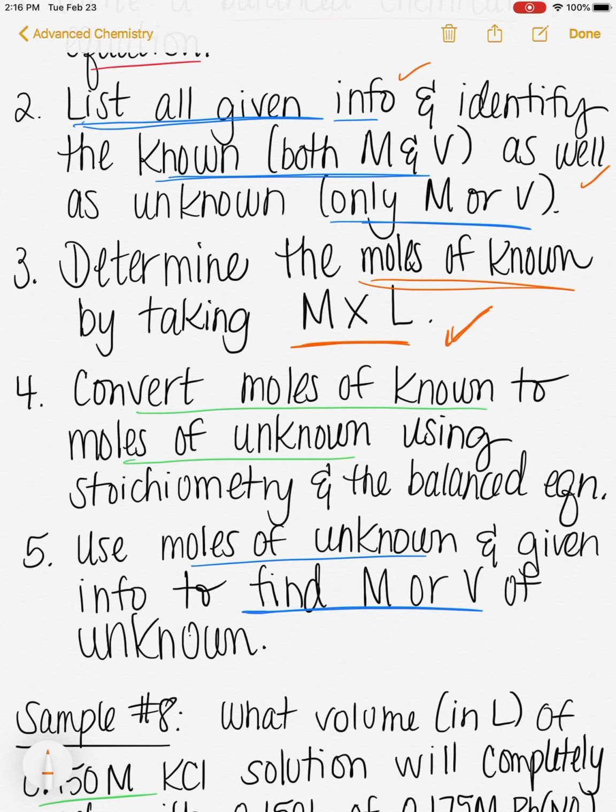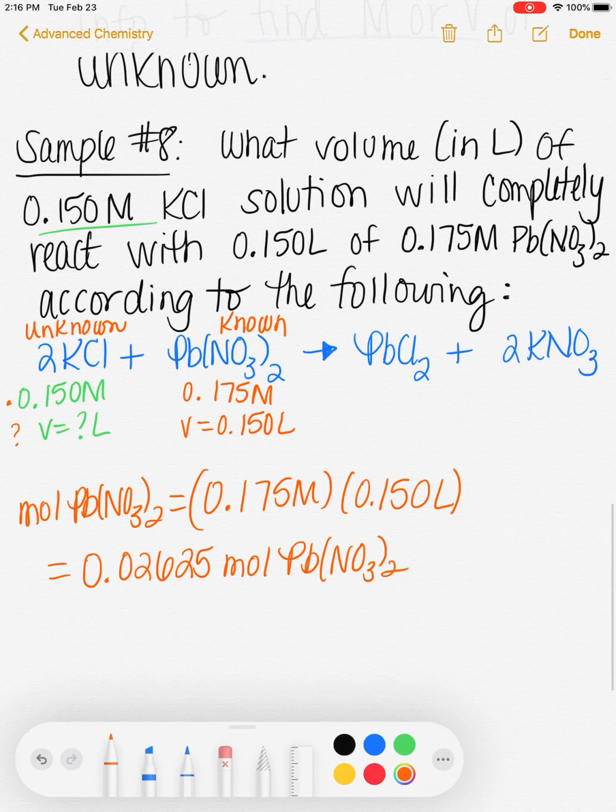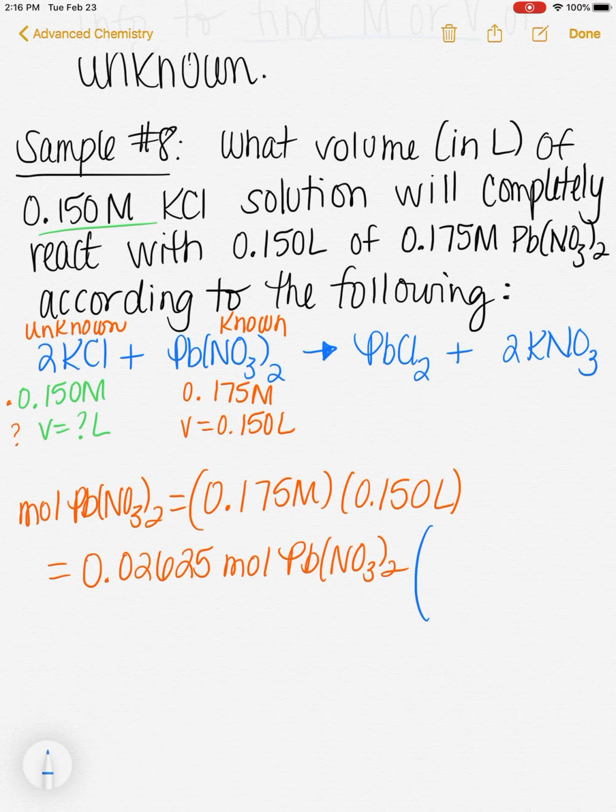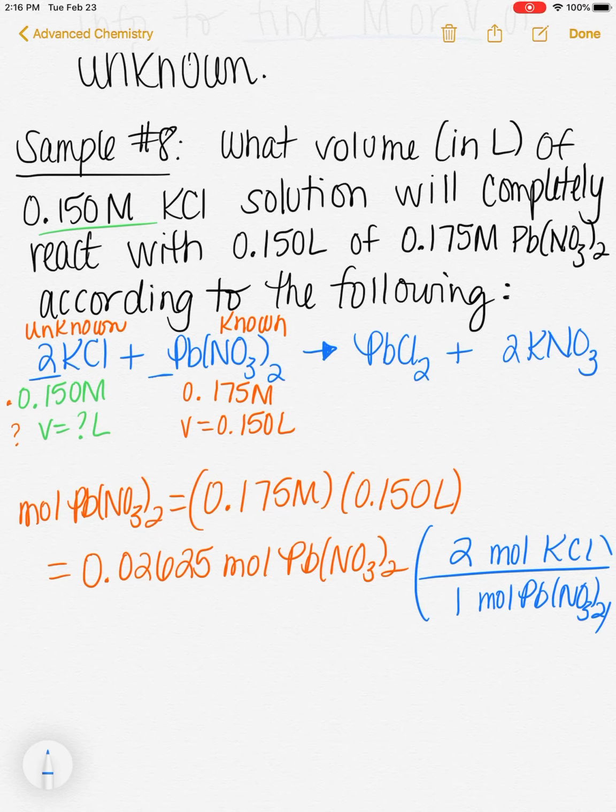All right, so I now have determined the moles of known because I said lead 2 nitrate was my known. Step 4 says that I'm supposed to convert moles of known into moles of unknown using stoichiometry and the balanced equation. So what I'm going to do now, let me change colors, is get rid of moles of PbNO3 because that's my moles of known, and I want to go to moles of unknown. We had said that the unknown here was KCl. Anytime you go moles to moles, you have to take a look at the coefficients in the balanced equation. When I go back and look at the balanced equation, there's a 2 in front of the KCl and a 1 in front of the lead 2 nitrate.